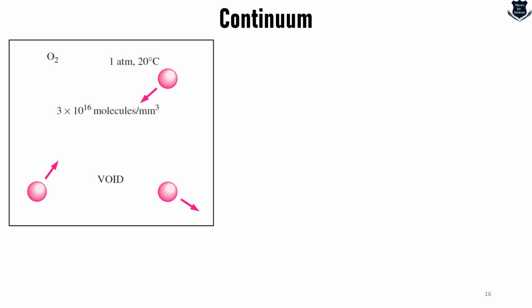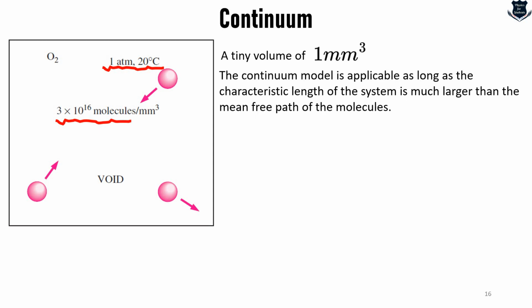Now let us take what you see on the left-hand side. Say, for example, there are about 3 × 10^6 molecules of oxygen in this tiny volume of 1.1 mm³. So here at 1 atm and 20 degrees Celsius, we have 3 × 10^6 molecules of oxygen. The continuum model is applicable as long as the characteristic length of the system, such as its diameter, is much larger than the mean free path of the molecules.